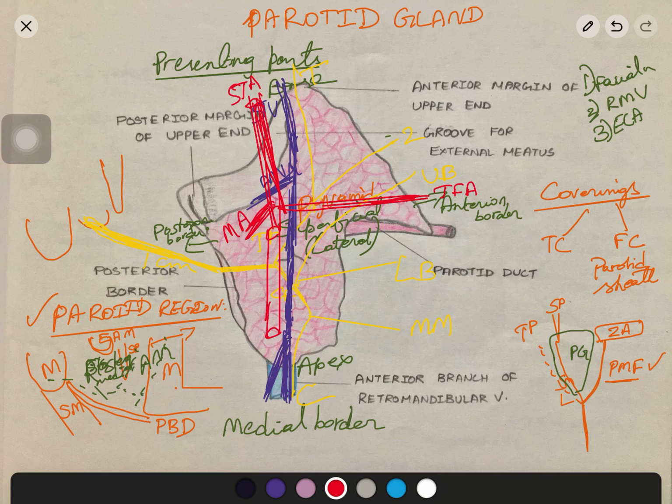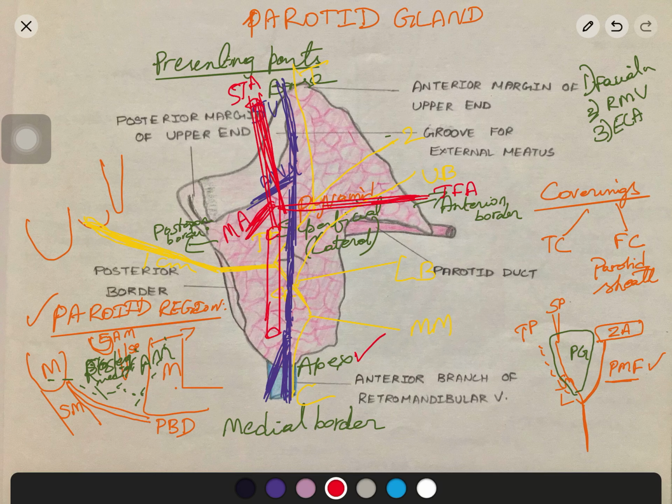So after drawing all the structures inside the parotid gland, now you can easily tell the structures passing through the base, apex and anterior border clearly. Now first we will start with the apex. Apex is this, it is directed below, overlaps the posterior belly of digastric muscle and appears in the carotid triangle.